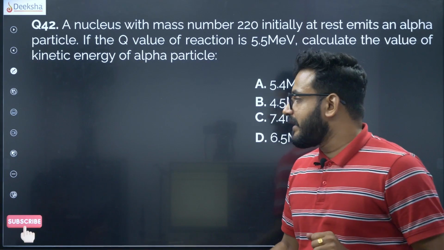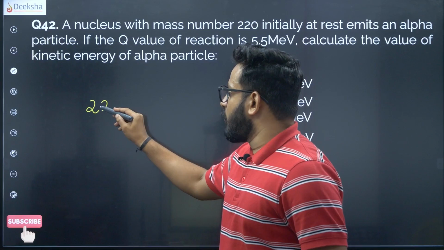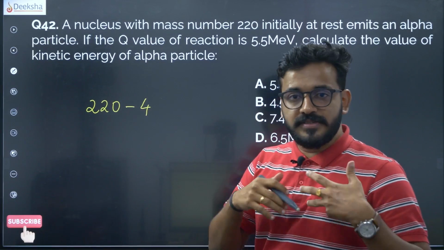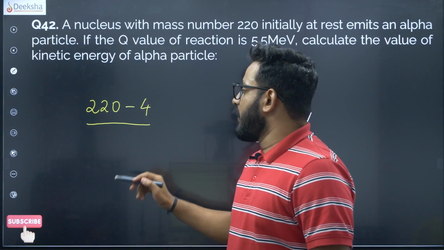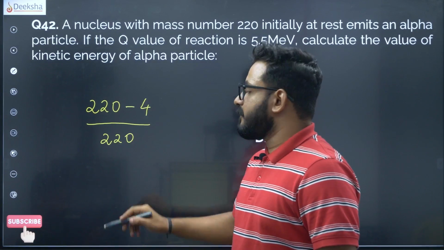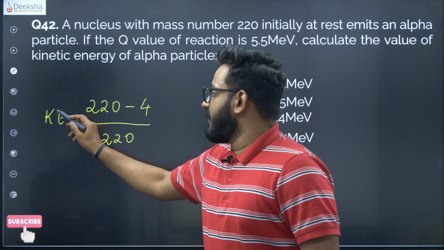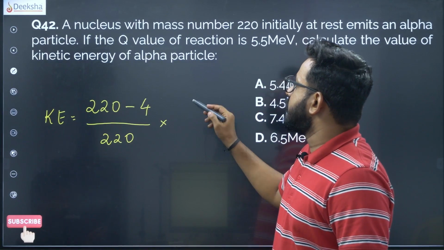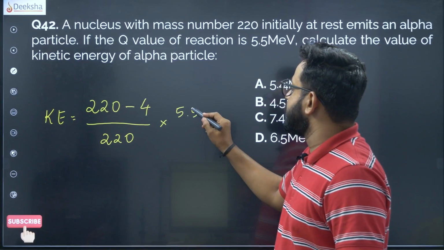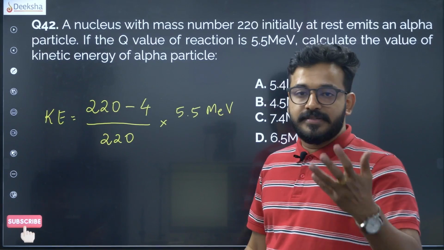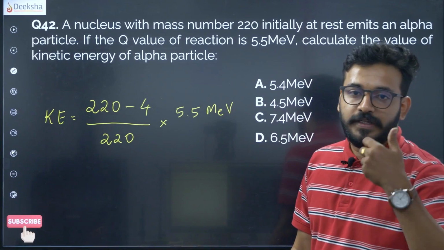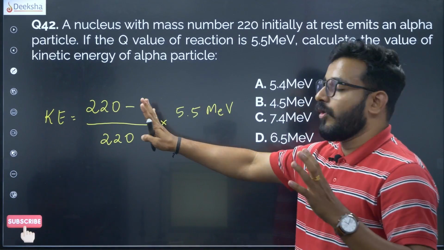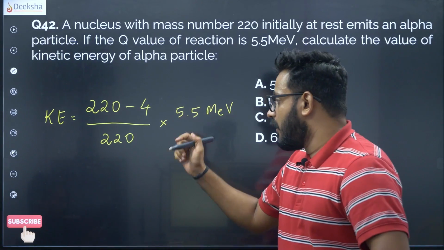Now how much portion will it have? Actually, 220 total mass number, reduced by 4. That is the alpha particle's mass gone. Reduced mass divided by the total mass. So kinetic energy is equal to 220 minus 4 divided by 220 into the Q value. What is the Q value? The total energy released is 5.5. This is the kinetic energy. Kinetic energy is the portion of the total energy released, that is the Q value, and that portion is given in this format: reduced mass by total mass into that.